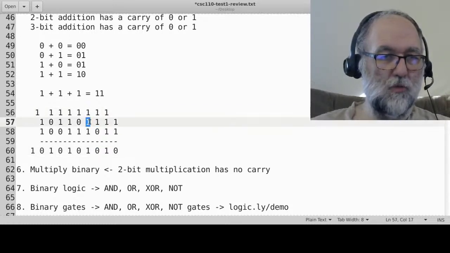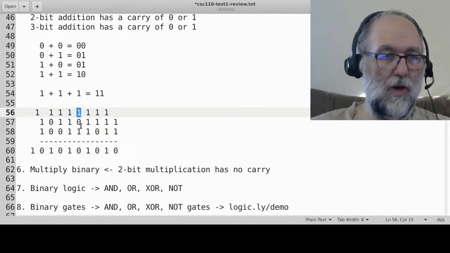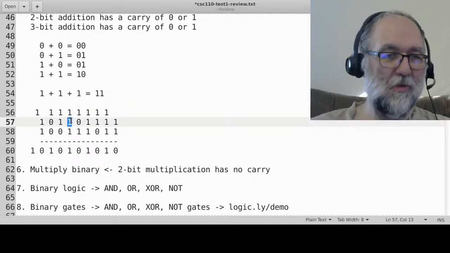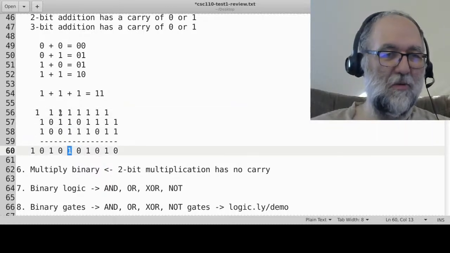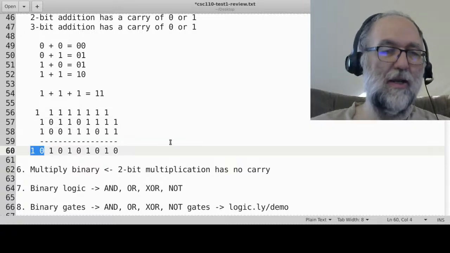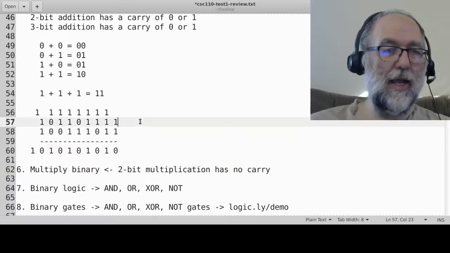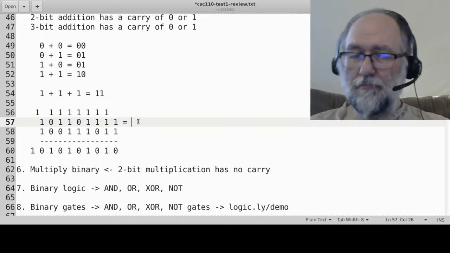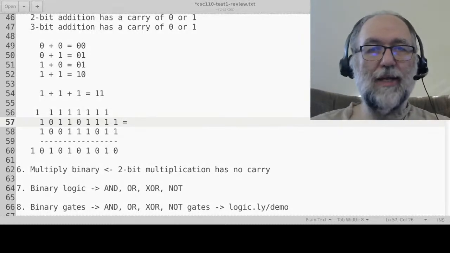And then 1 plus 1 plus 1 is 1 carry 1. And 1 plus 1 is 0 carry 1. And then 1 plus 1 plus 1 is 1 carry 1. And 1 plus 1 is 0 carry 1. And 1 by itself is just 1. And then 1 plus 1 is 0 carry 1. And we're done. Okay? And since we're practicing converting, let's just do that.